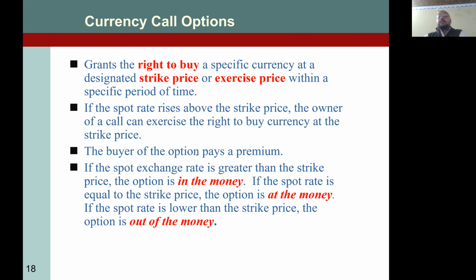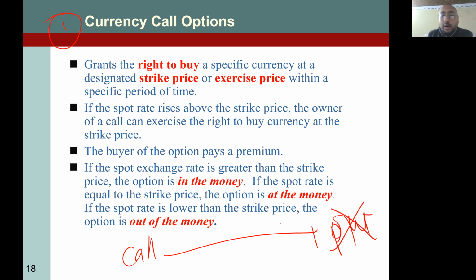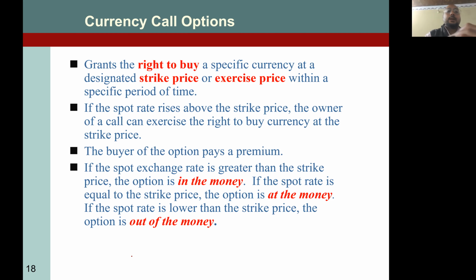All right, let's deep dive into the world of options. So number one option is the currency call option. There are two kinds of options, call option and put option. Remember, many students confuse them and say that one side is call and the other side is put option. No, these two are two different contracts. So let's first understand the call option.